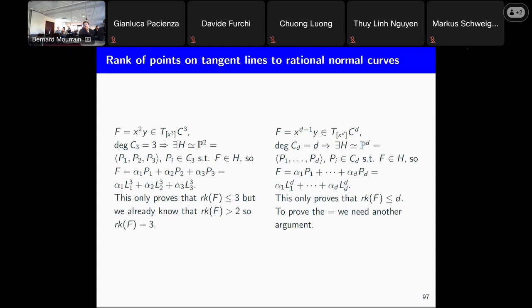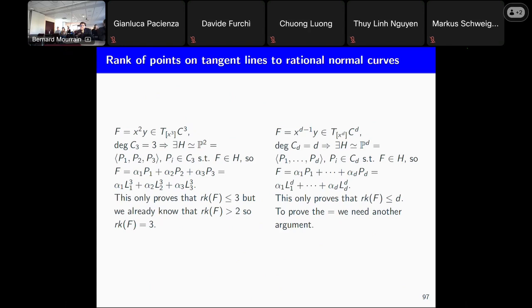Now I take a hyperplane in the ambient space. This hyperplane is going to be a P2 because the ambient space is a P3. And then I look at the intersection of this. So I take a hyperplane passing through my F, that is my W tensor. Okay, and this hyperplane will hit my curve in 3 points because the curve has degree 3.